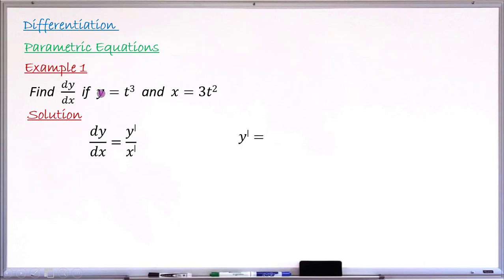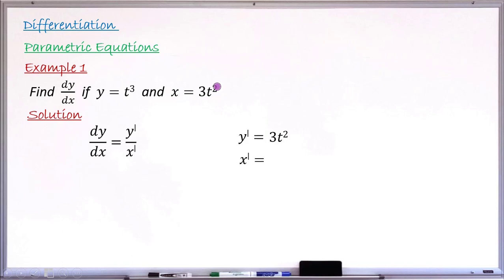This is the function y, and I'm finding its derivative with respect to t, which is the derivative of t raised to the power of 3. That is now going to be 3t squared if you do it correctly. Then I'll now find the x prime. This is the function x, which is in terms of t. So I'm finding the derivative of this x with respect to t.